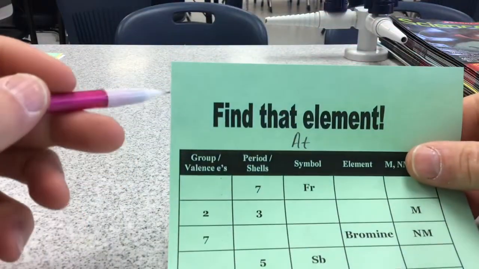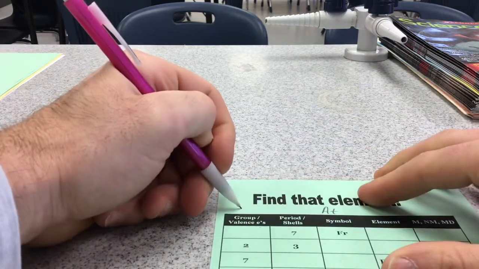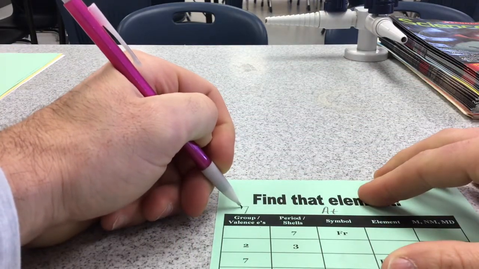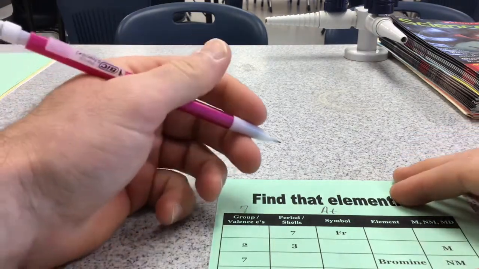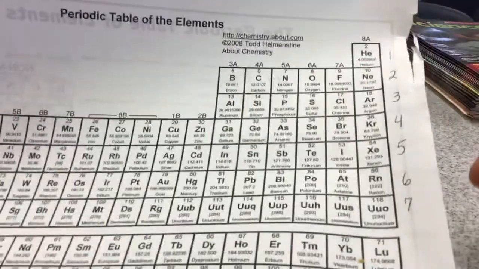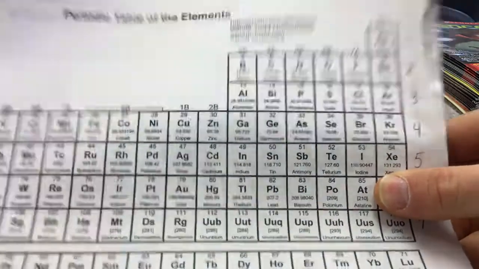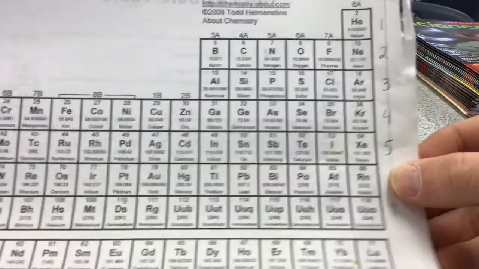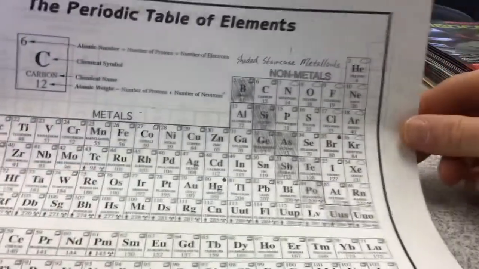So back to this sheet here, where it says group number. We said that AT was group 7, so I'd write a 7 there for the group, and that's how many valence it would have. And for the period, we said it was 6, so I'd write 6 there. Okay, so once again, just to look at that, AT, group 7, period 6.